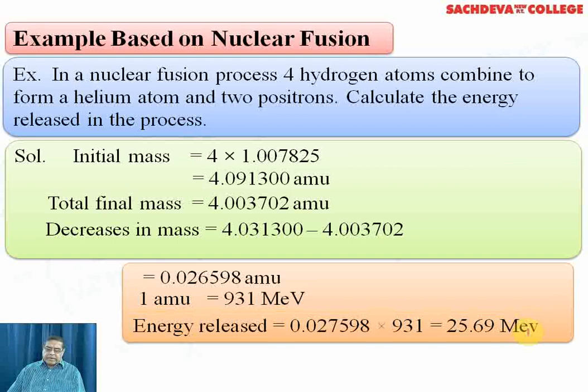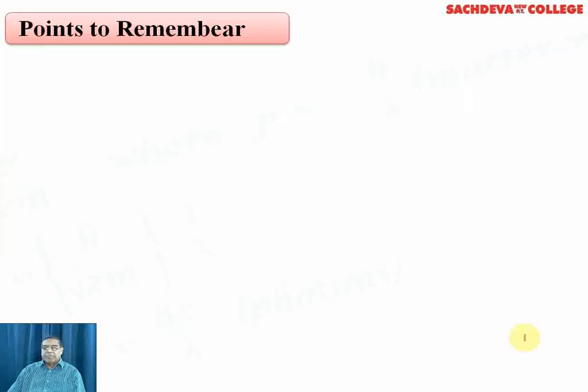Like in the numerical example, we are finding that 4.003 is mentioned and 4.031. It means that the reactant side has less mass, the product side has more, and this is called absorption of energy. So mass must be negative, but it is a scalar, so we have not taken the negative sign.